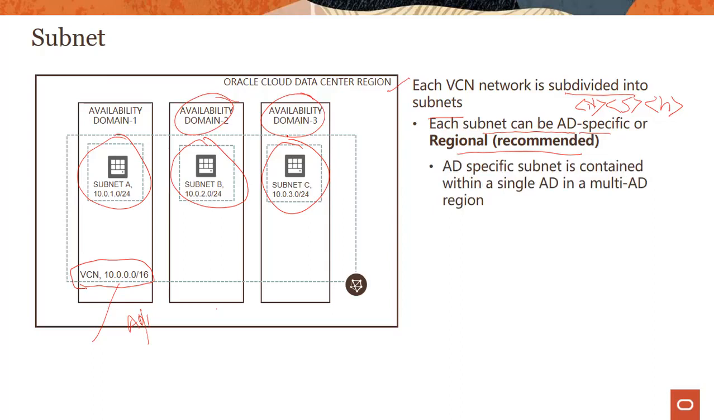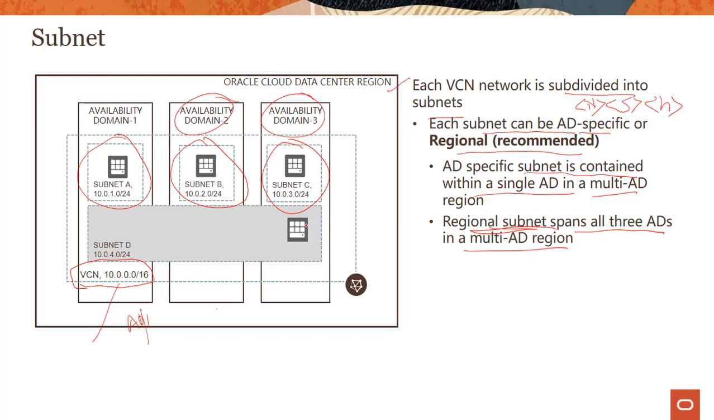Like I said, in a multi-AD region, if you create an AD specific subnet, it is contained within that AD. Now, there's also the concept of a regional subnet. This is relatively newer, launched a few months back. If you create a regional subnet, it spans all three ADs in a multi-AD region. As you can see here, subnet D spans all three ADs.